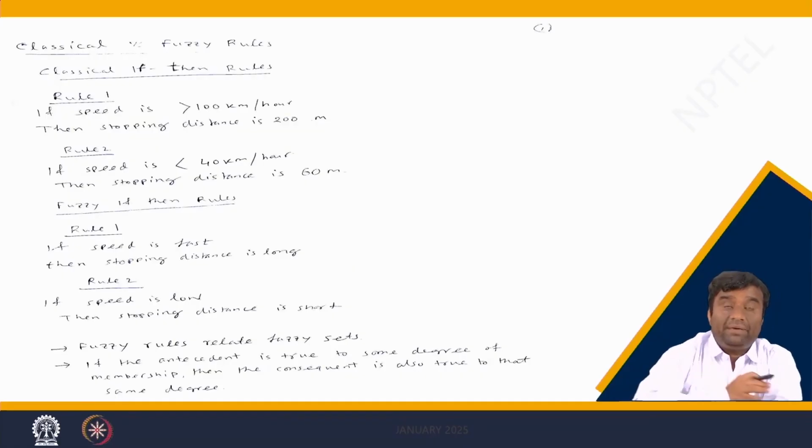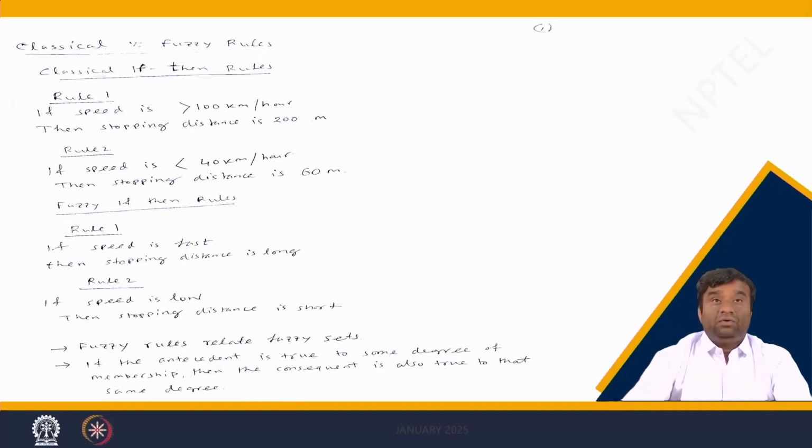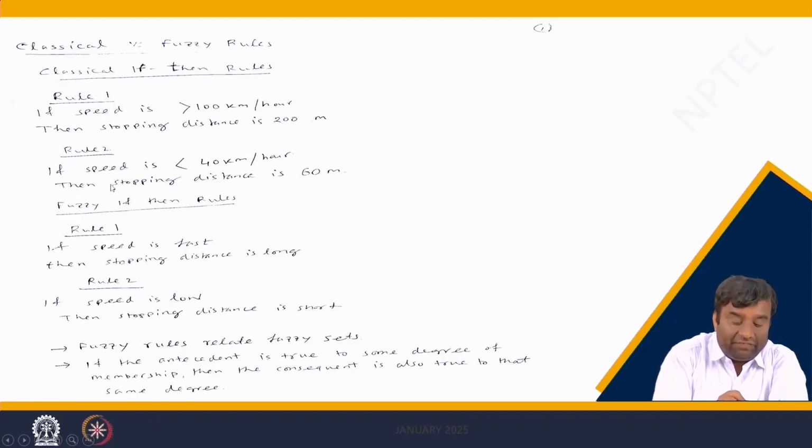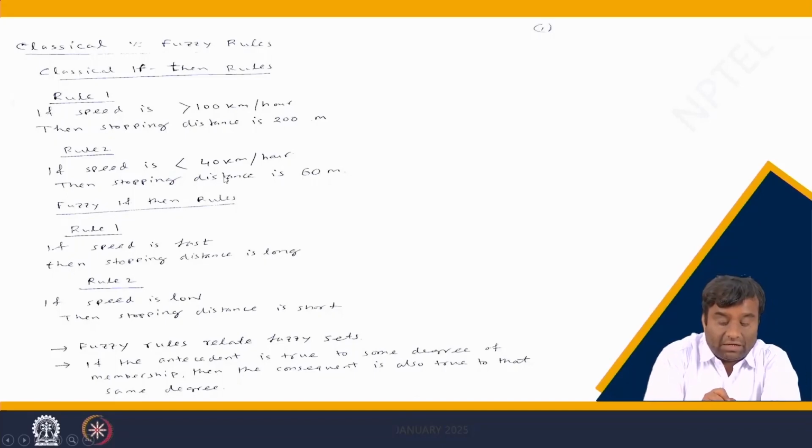In module 2, we have discussed fuzzy if-then rules. Here, first try to understand the classical if-then rules. Rule 1: if the speed is greater than 100 km per hour, then stopping distance is 20 meters. Its value is given in crisp terms. Similarly, another rule: if speed is less than 40 km per hour, then stopping distance is 60 meters.